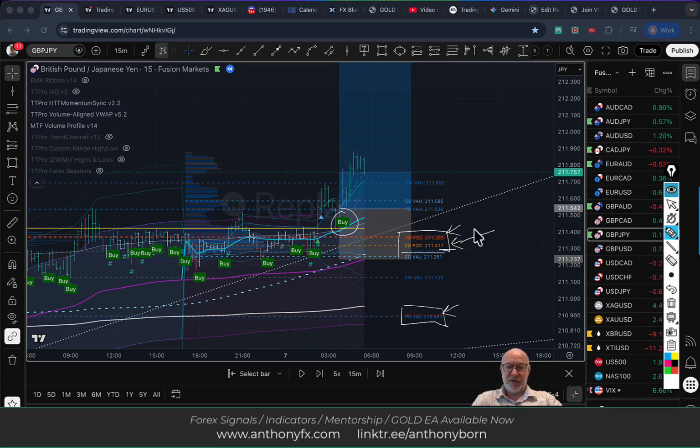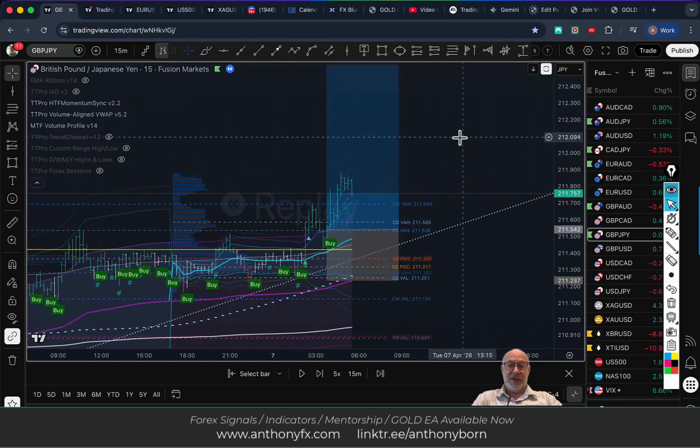VWAP, volume profile, and diagonal trend lines. Volume profile gives you horizontal value areas, support and resistance. And we take that trade now at 1R.